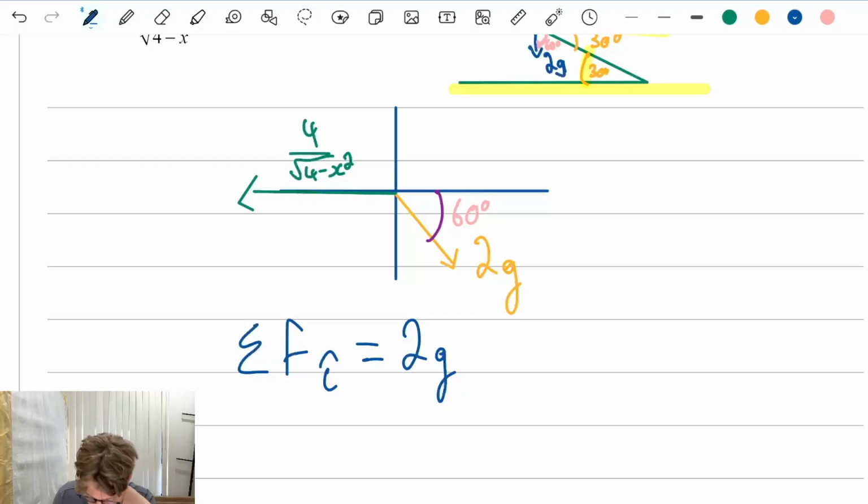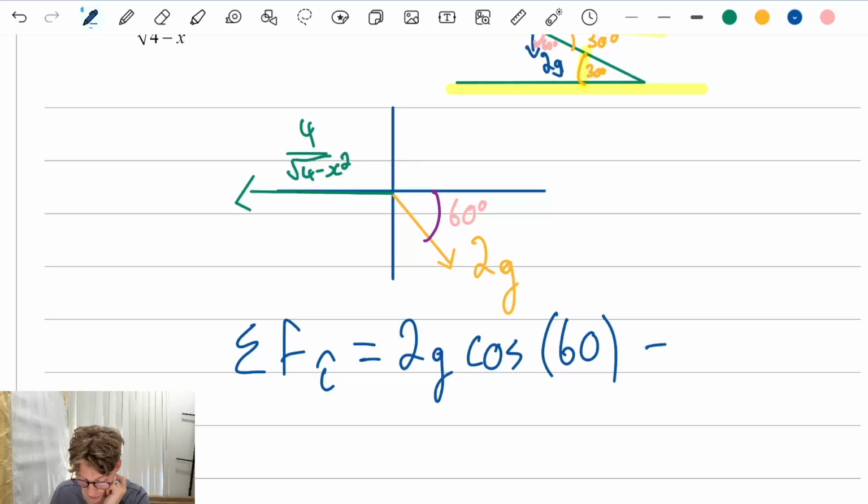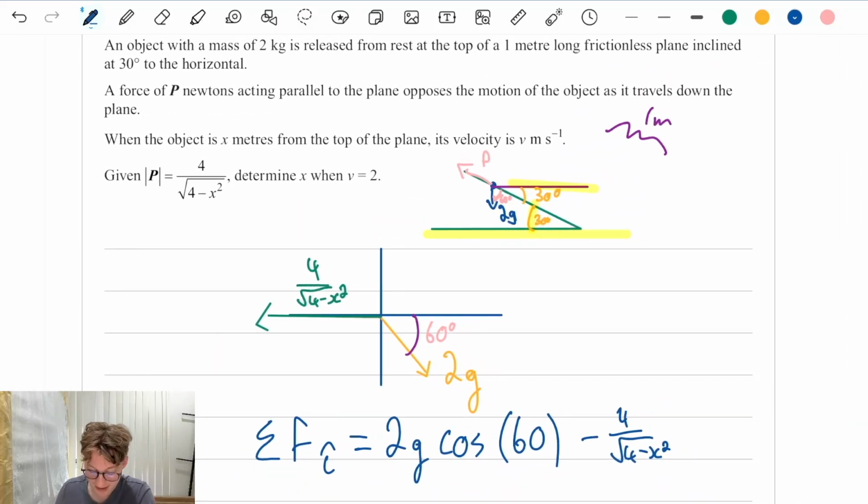So this means 2G cosine theta, and in this case, right, it's 60 degrees to the horizontal. It is positive because it's in quadrant 4, so I just keep it as cosine 60, okay? I close the bracket off on the end, and I'm going to subtract, because it's going in the opposite direction. You can see it's negative in the I direction. I'm simply going to subtract 4 over the square root of 4 minus x squared, okay? That is going to be the sum of forces in the I direction. Once I've established that, I can now look at the other parts of what I'm considering in the question in terms of velocity and position.